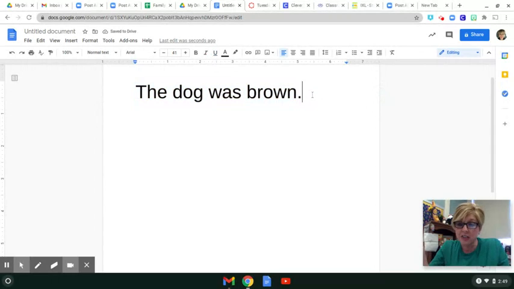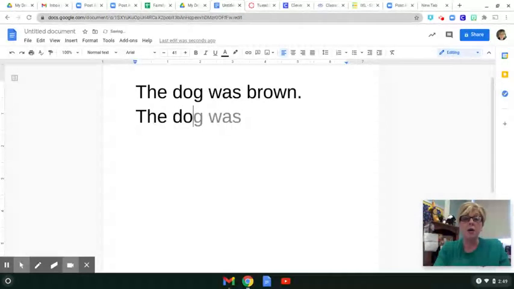It's got a subject, which is the dog, the who or the what, and the what happened. The dog was brown. Let's type another sentence about the dog. The dog had spots. I'll just make it really simple. So I have two very simple sentences.